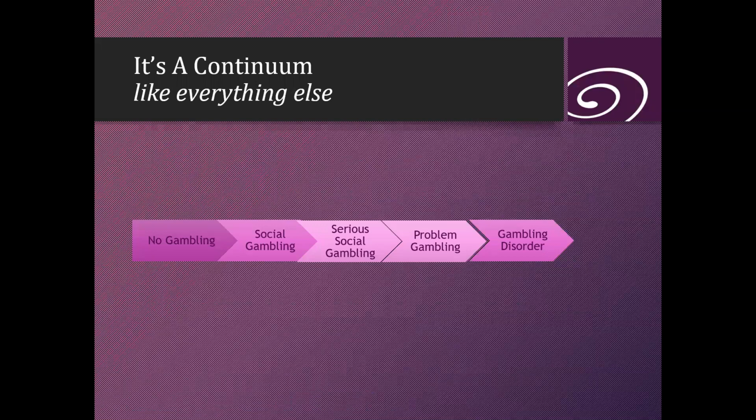So gambling, like everything else, is a continuum. Those who work with folks in recovery from other substances know that your first drink didn't put you all the way down to the end of being someone with an alcohol problem, right? You start slowly. And so everybody starts slowly when it comes to addictions. And with gambling, most of the people in the world are either no gambling or they're social gamblers.